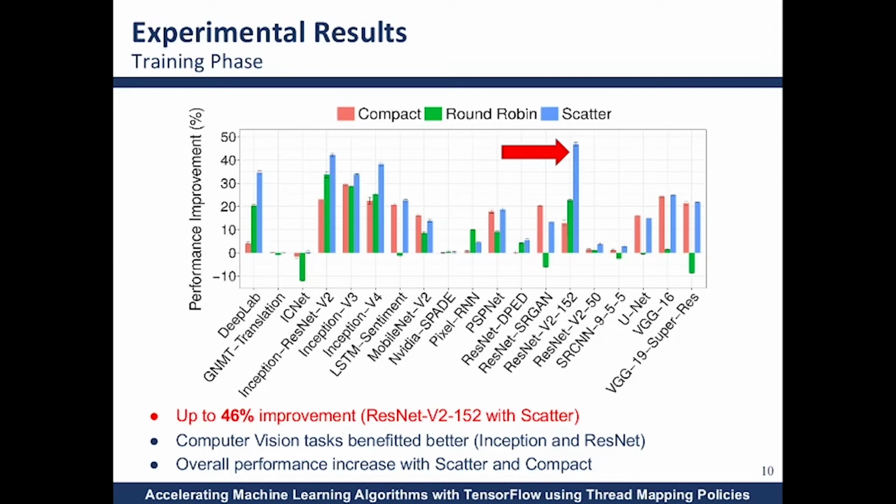We also noticed that the scatter and compact policies consistently either increase performance by a large margin, or at least don't harm the performance of the benchmark, as opposed to the round robin policy that, okay, sometimes increases performance nicely, but there are some cases where it in fact decreases the performance of the models.